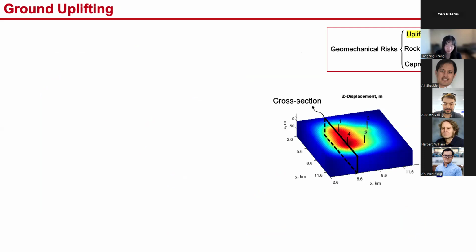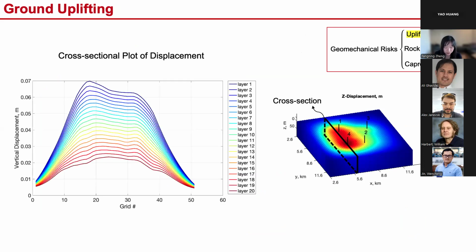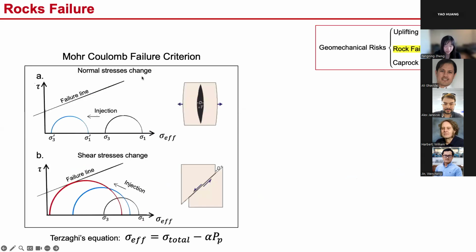If we put the plane and get a cross-sectional plot here, we can observe that the maximum vertical displacement happens at the injection well location. And we use the maximum vertical displacement inside a field as one of the objectives to be minimized, which is represented as UZ here.